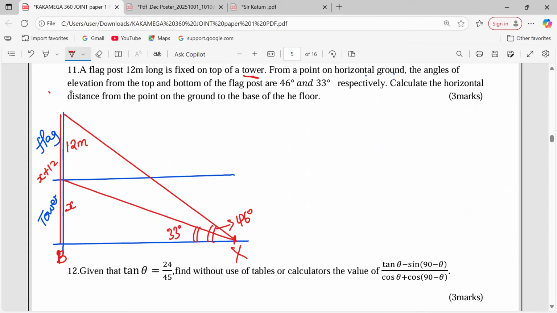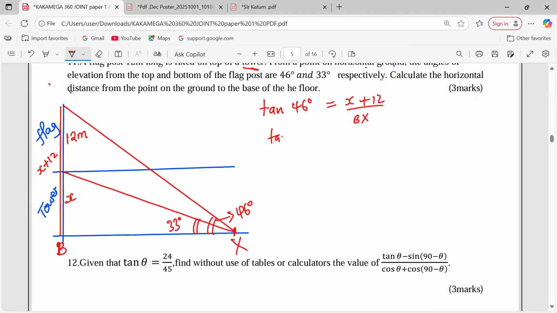Then we can say the tan of 46 will be given by opposite, X plus 12, out of BX. And also the tan of 33 equals X out of BX. So we can get two expressions now of BX.